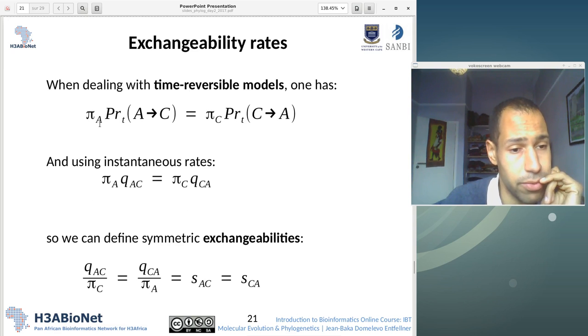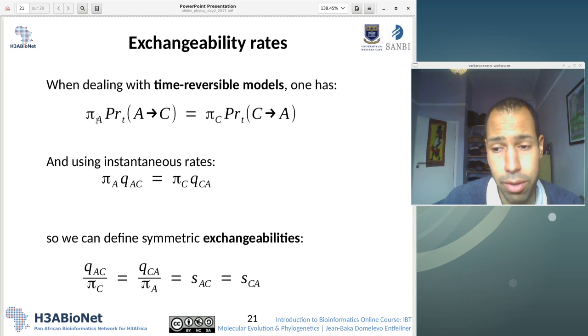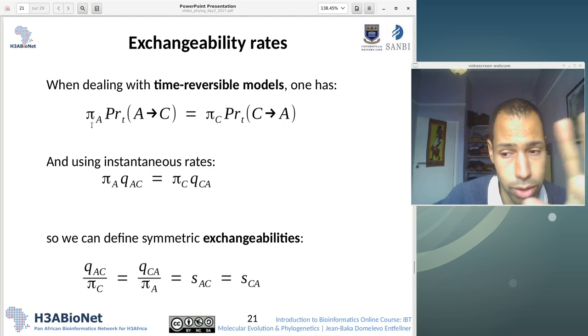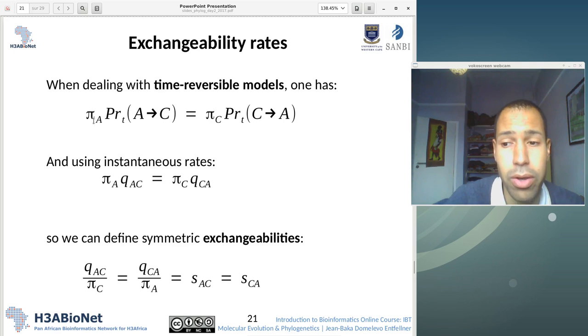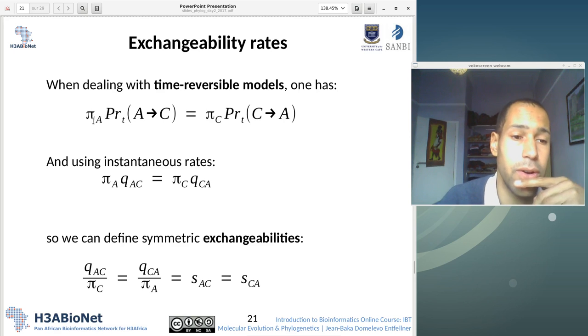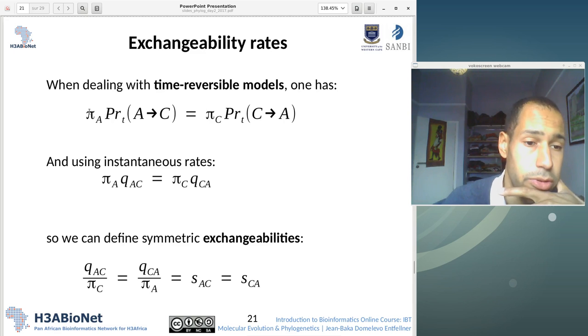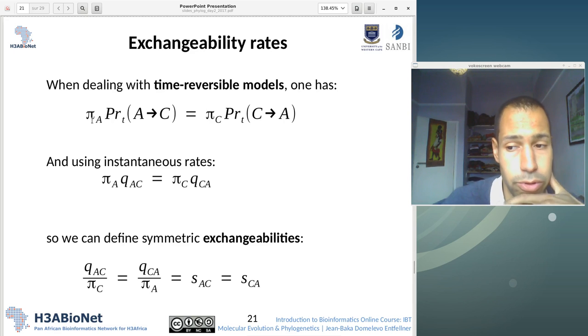Equilibrium probability of A, that's the probability of A a priori without any additional information. I give you a point in the tree, I say without any other information, you don't know where this point is in the tree, what's the probability to have A? That's the a priori probability of A, and that's the equilibrium probability of A. So it assumes that the model is stationary.